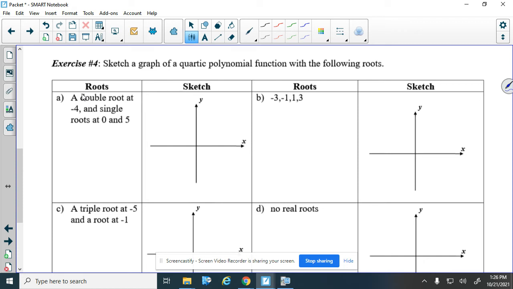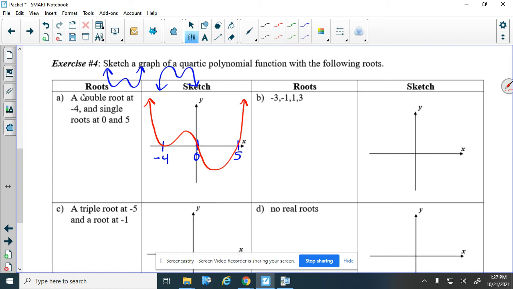So this one, we have a double root at -4, a single root at 0, and a single root at 5. So we know our graph is going to have to either go like this or like this because it's quartic. I'm going to draw this one facing up. So a double root at -4 and single roots at 0 and 5. If I count the double root twice, I do have the 4 roots I expect.